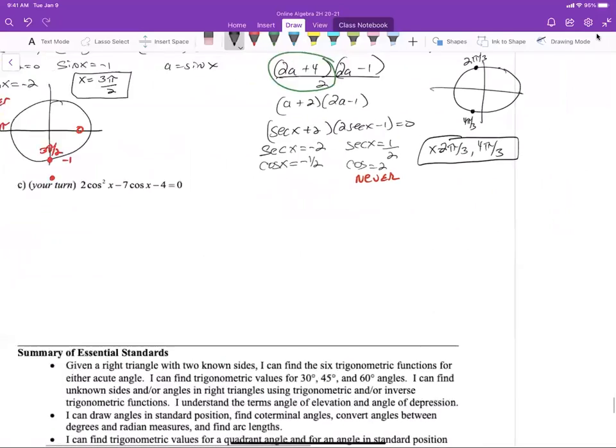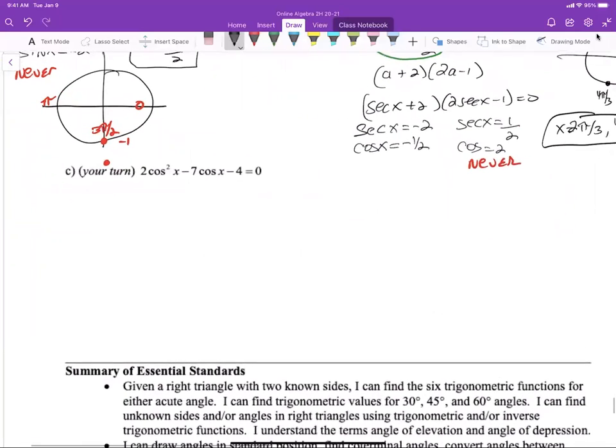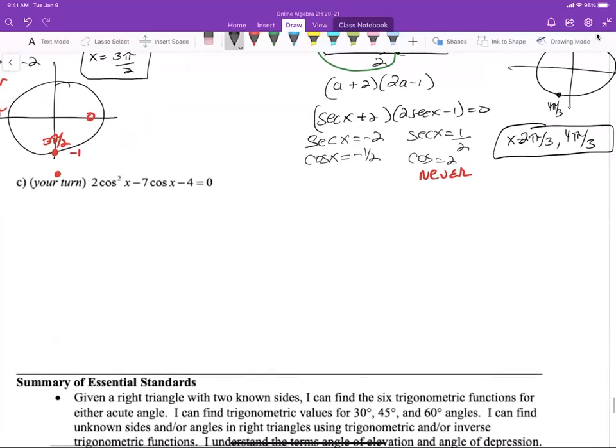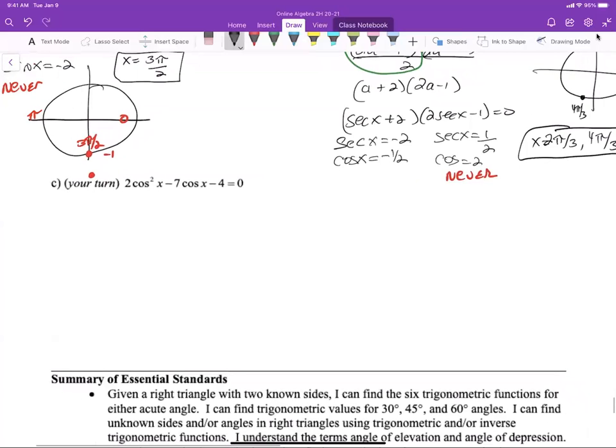Okay, one more to go. Your turn. Go ahead and try this one after pausing the video. Okay, welcome back. I've got to find two numbers that multiply to 2 times -4, which is -8, and add to -7. That's going to be, did I do that right?